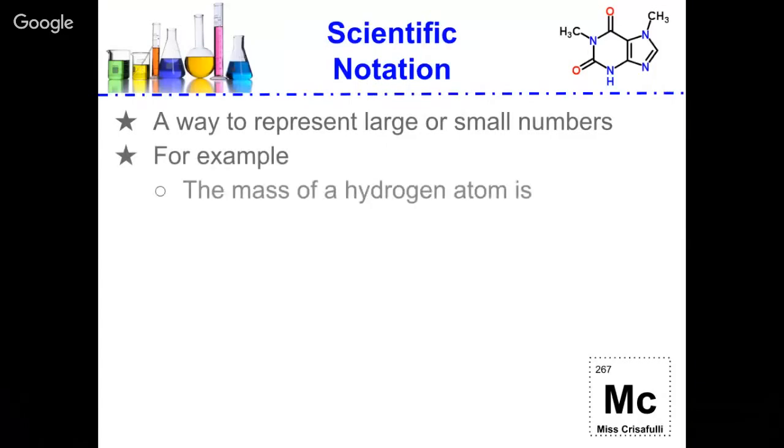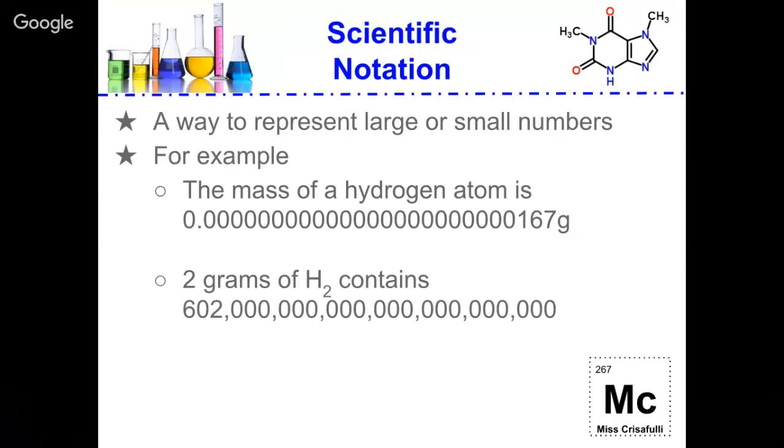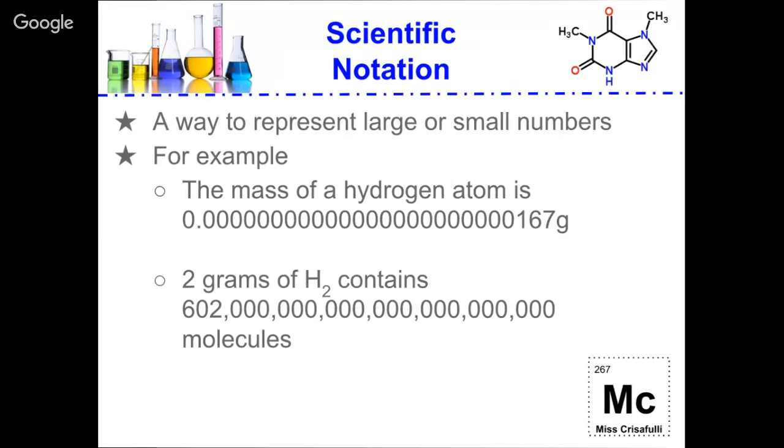For example, the mass of the hydrogen atom is all of those zeros and then 167 grams, and 2 grams of hydrogen contains all of those atoms or molecules. So scientific notation is a way that we can represent that small mass of a hydrogen atom and the large number of molecules in hydrogen more efficiently.